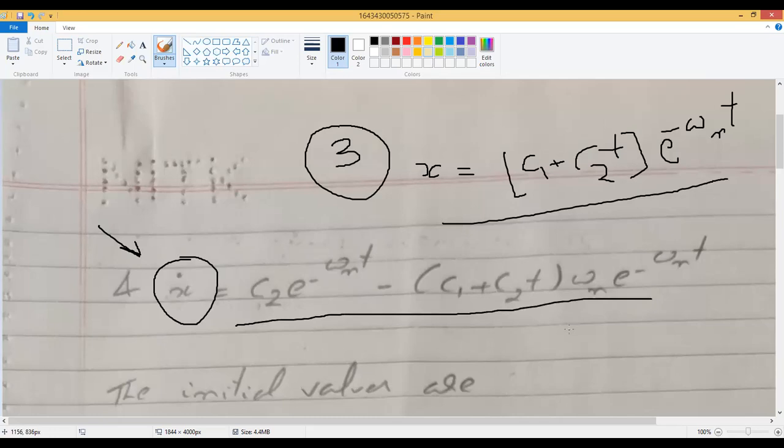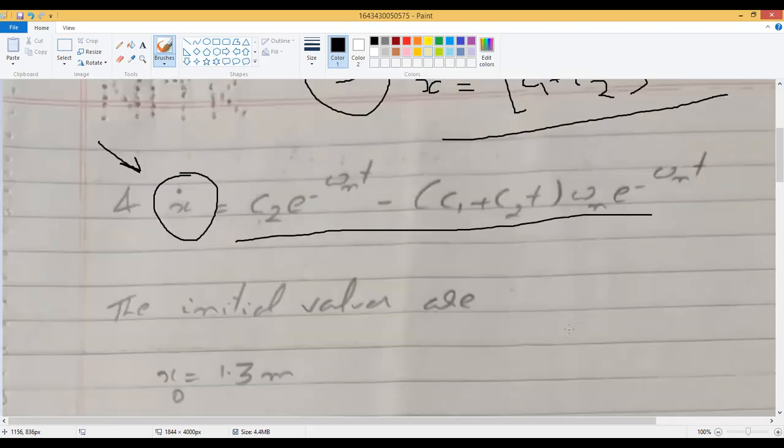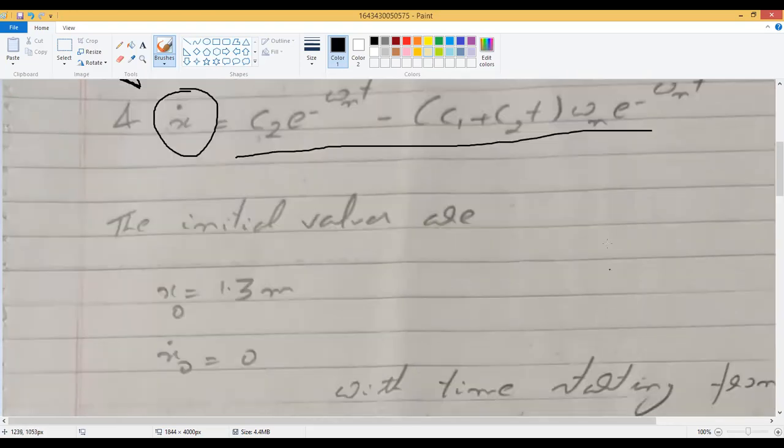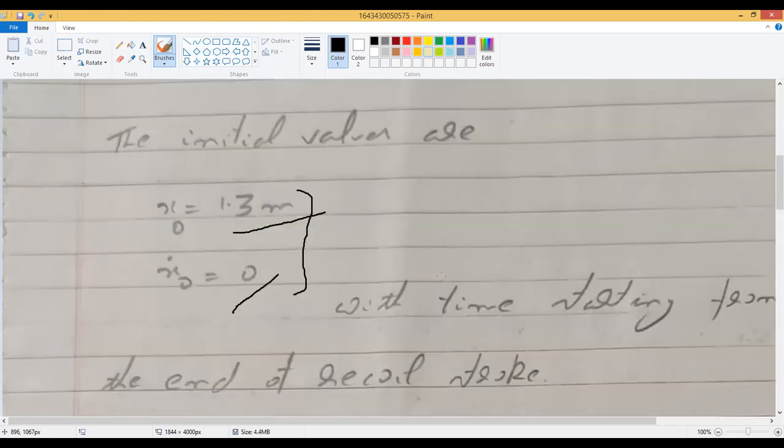Now, obviously, C1 and C2 are unknown quantities. They are going to be found using the initial values, which have been provided with respect to the initial undeformed length of the spring. So the initial extension is x naught and the initial velocity happens to be 0. These are two things which are clear to all of you. Once these two expressions have been substituted in the equation, the values of C1 and C2 can be found.